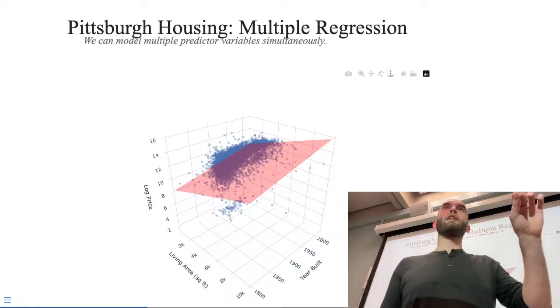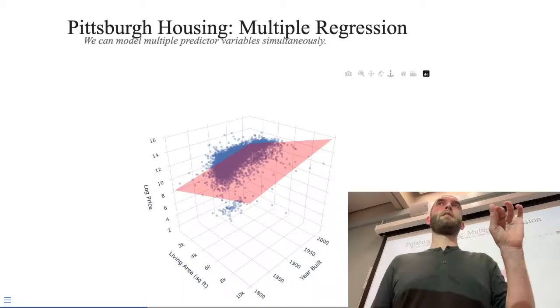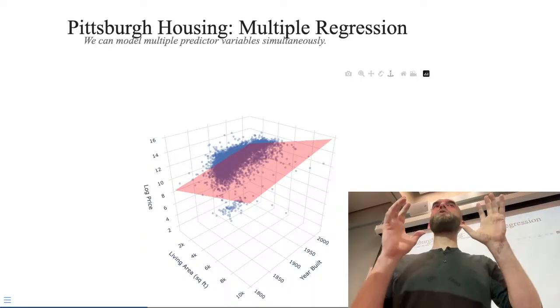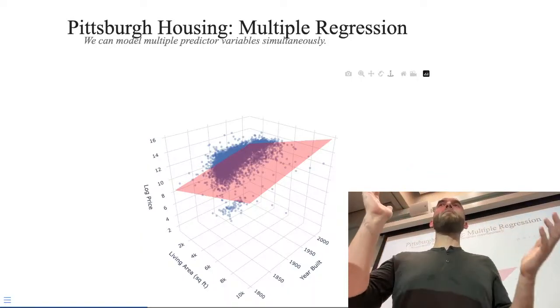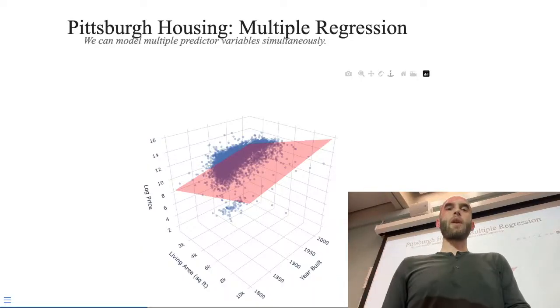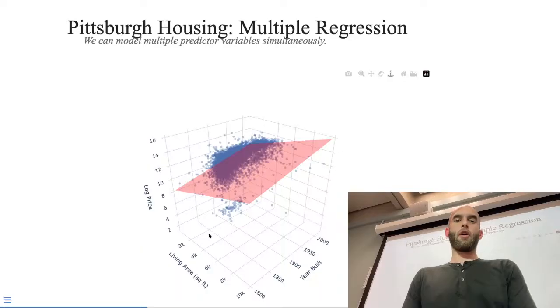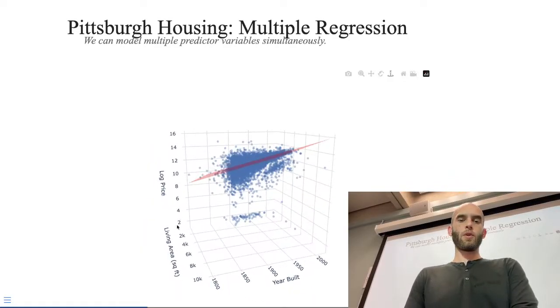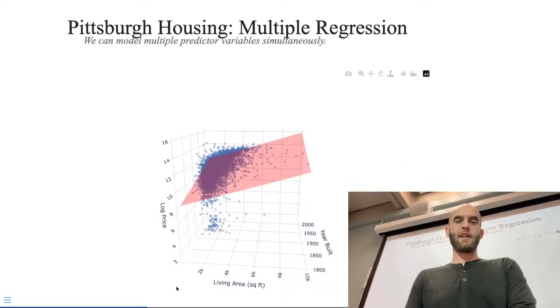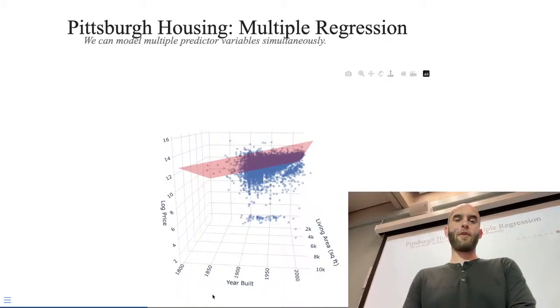In 2 dimensions, we have a scatter plot. But we can also think of data in any dimension we like. Here what I'm doing is plotting in 3 dimensions all 3 of our variables. So vertical axis, I have log price. Horizontal, one of the horizontal axes, I have living area. And then the other axis, I have year built.